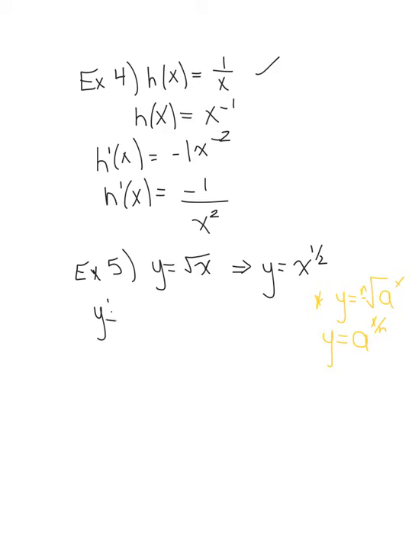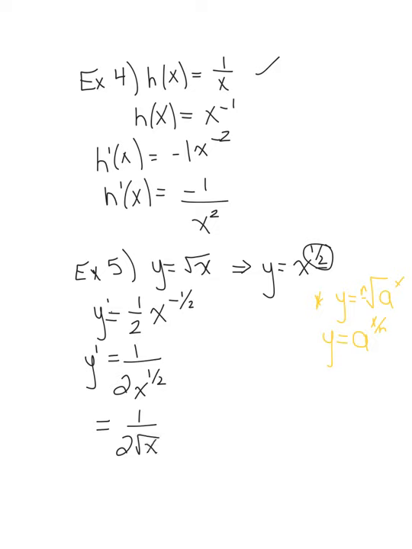So y prime is equal to, I'm going to bring my exponent down, so 1/2 x to the, now we have a 1/2 as my original exponent, subtract 1, and I'm going to get a negative 1/2. Now, I know that I can rewrite this. I don't like to see a negative exponent like that. So I can rewrite this as 1 over 2x to the 1/2, which is 1 over 2 root x. Now, I am okay with this answer.